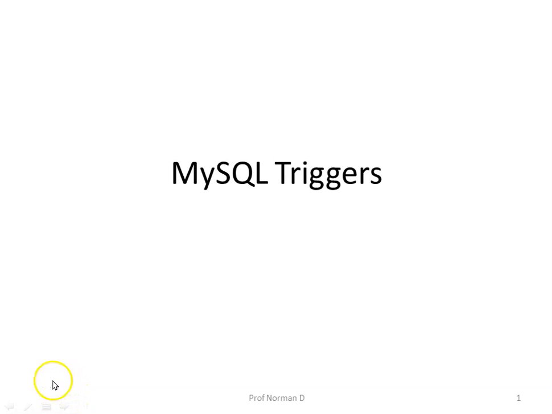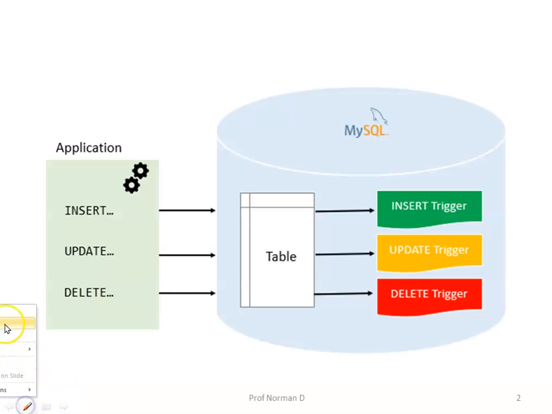In this session, we will discuss MySQL triggers. In MySQL, a trigger is a stored program which is invoked automatically in response to an event such as an insert, update, or a delete event that occurs in the associated table. For example, you can define a trigger that is invoked automatically before a new row is inserted into a table.